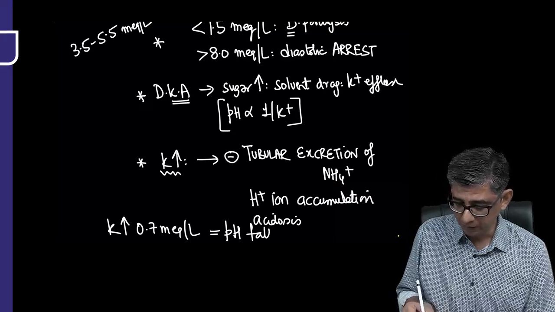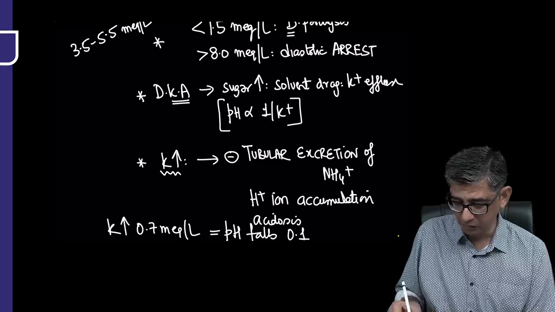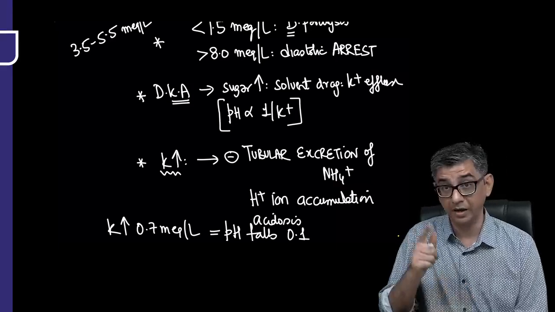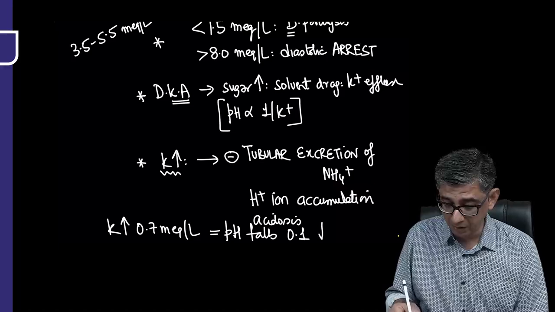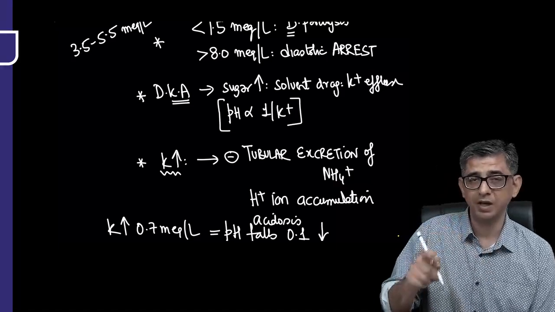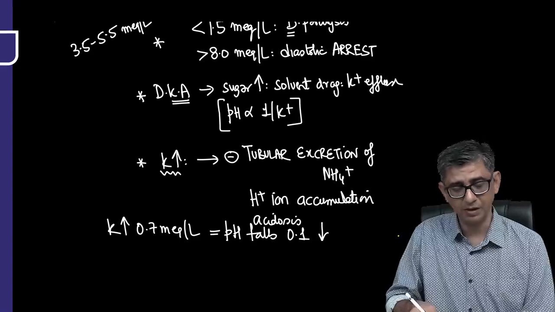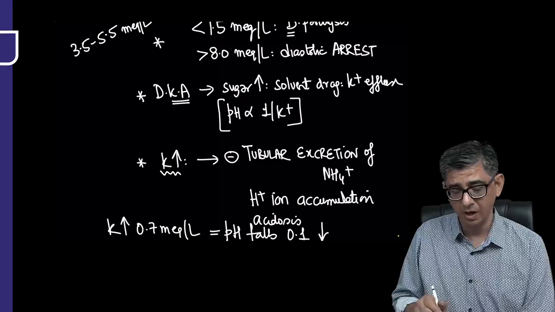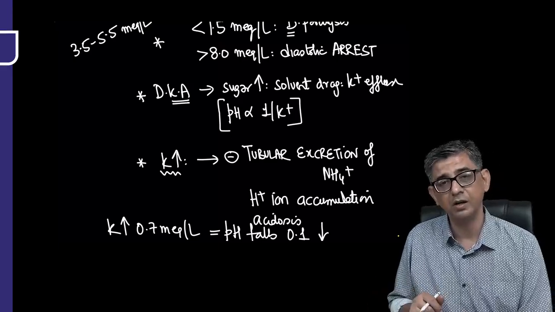and this fall would be by approximately 0.1. So that's a mathematical aspect, 0.7 and 0.1. Again, the inverse relation has to be remembered, that pH and potassium have in both the aspects that are high, whether it's ketoacidosis, whether it's going to be hyperkalemia due to any other reason. The bottom line is you're going to have an inverse relation.